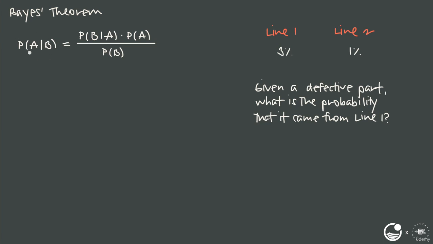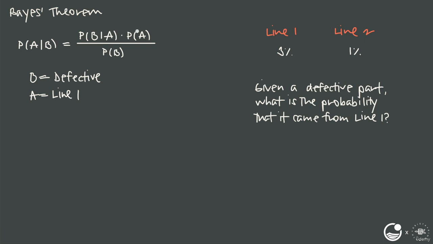So if we match up that language to the question that we're trying to answer, the probability of event A given event B, given that event B has already occurred. Well, in our question, we're saying, given that we have a defective part. So we're going to say that event B is the event that we get a defective part. So given that we pull a defective part, what is the probability that it came from line 1? What is the probability of A? A must be coming from line 1. So we're saying event A is the part coming from line 1. Event B is the part being defective.